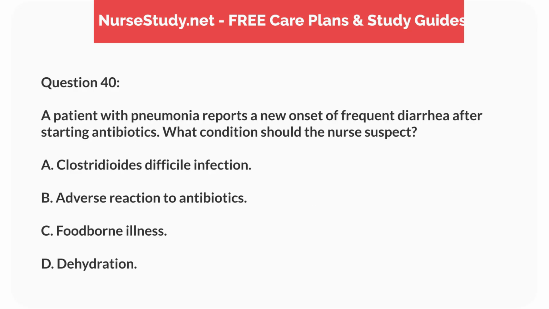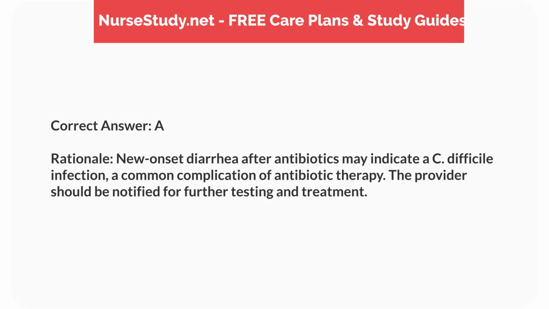Question 40. A patient with pneumonia reports a new onset of frequent diarrhea after starting antibiotics. What condition should the nurse suspect? A. Clostridioides difficile infection. B. Adverse reaction to antibiotics. C. Foodborne illness. D. Dehydration. Correct answer, A.